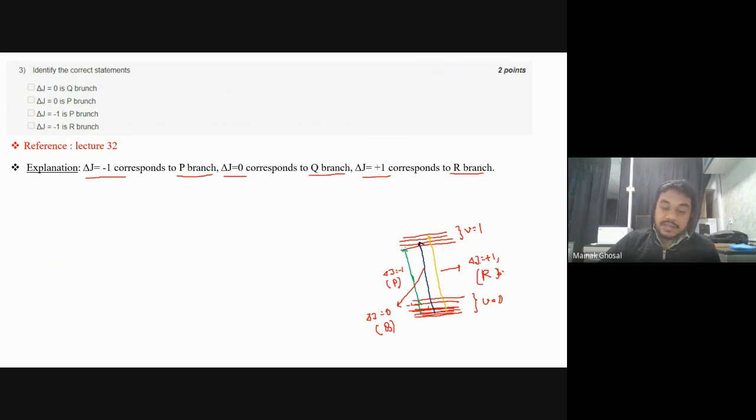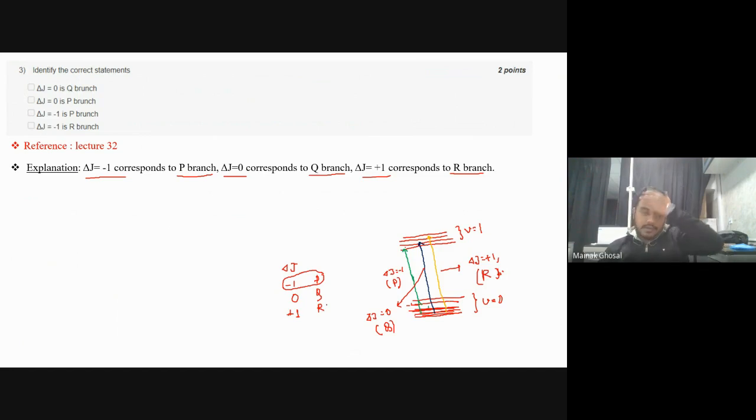Okay, so there is a simple way to remember it whenever you have forgotten which branch is what. Just write delta J, and you know these three values are possible: -1, 0, +1. Write them in increasing order and then put P, Q and R. So delta J equals -1 corresponds to the P branch, 0 to the Q branch, +1 to the R branch. It is as simple as that.